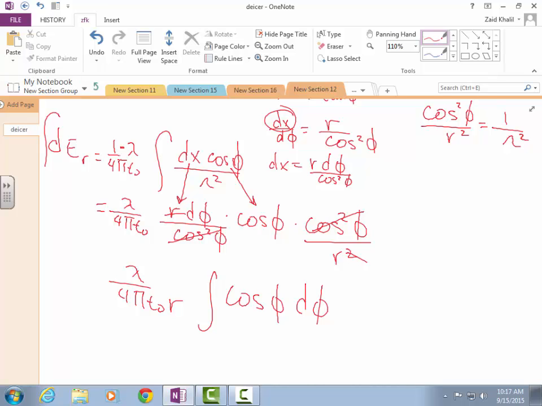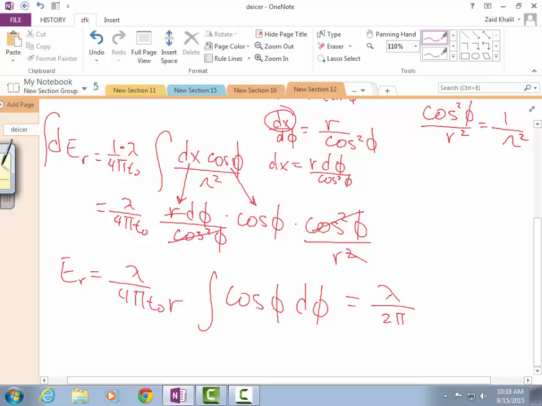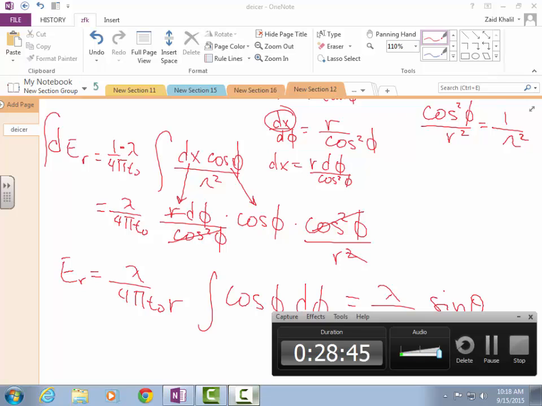Wait, why is lambda constant? I told you it's a uniform linear charge density. It doesn't have to be. It could be a function of x, in which case all bets are off. Why did the r stay? Oh, because the little r is a constant. It's an r squared and an r on top, so you left that one. Is this thing infinitely long? It's finite. So now what we end up with is that this is E_r, and this is equal to lambda over 4 pi epsilon 0, and then sine of theta, or sorry, sine of phi.